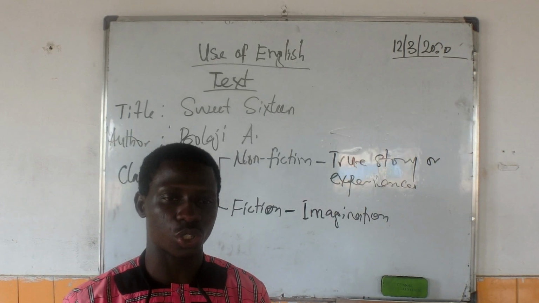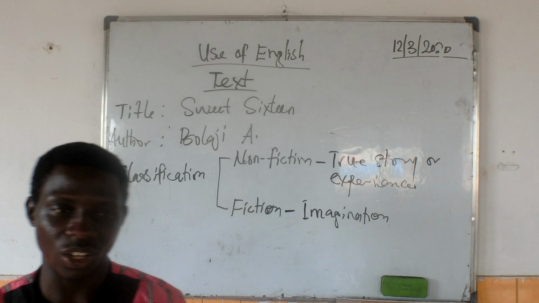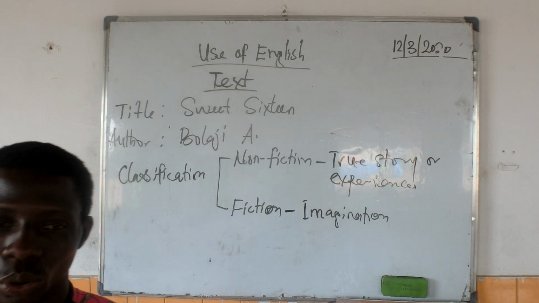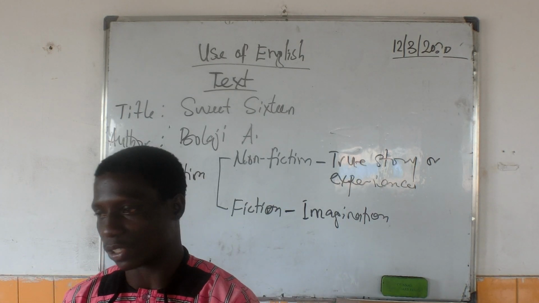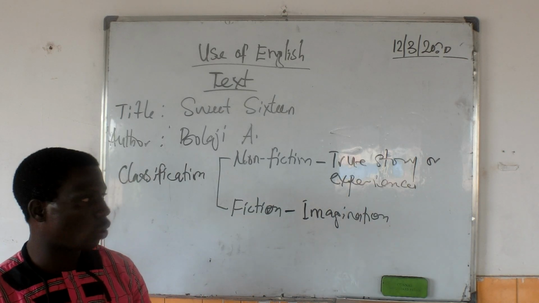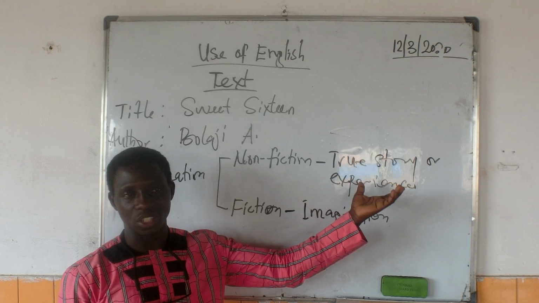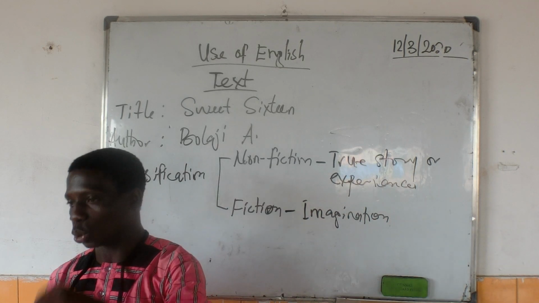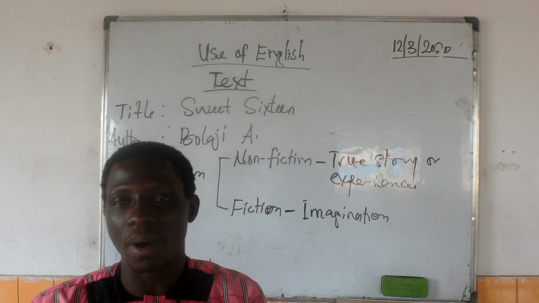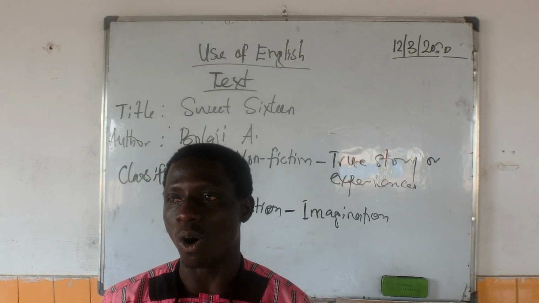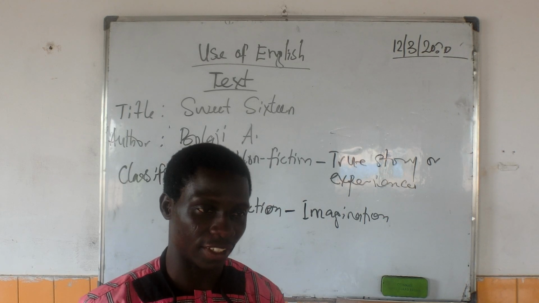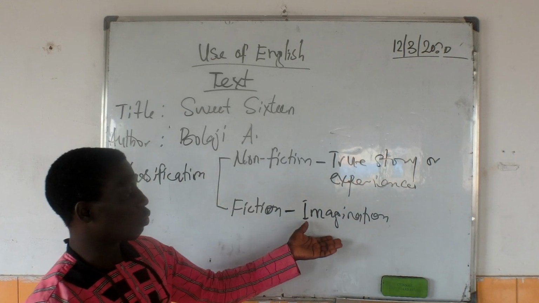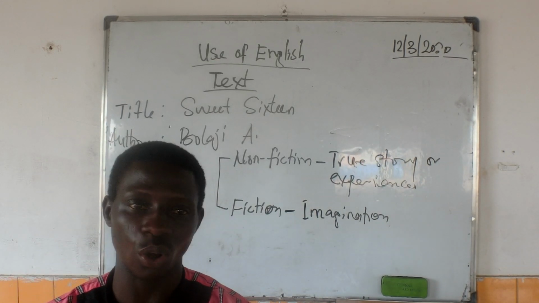So not all books that we lay our hands on or that we read, or all films or movies that we watch, are actually true. Some are true and some are not true. Those films or books that we read or watch that are true life story, experience or event, are what we call non-fiction. But those that are not true, where the writer just has the power of imagination, or through the prowess of reasoning is able to put down words and relate them to others, are what we call fiction. So that's the first thing I want us to bear in mind.